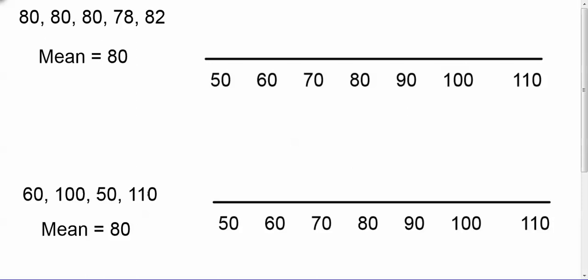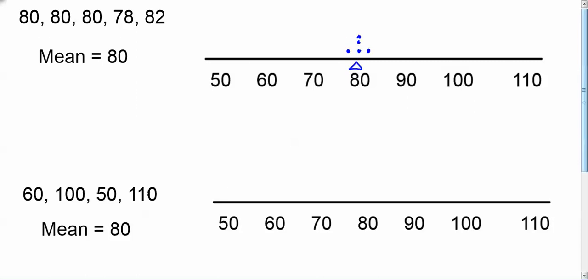I came up with two scenarios. The top one is student A, and student A has an average of 80. Student A has the following grades in the grade book: 80, 80, 80, 78, and 82. If we look at this on a dot plot, you'll notice that these numbers are all pretty close together. So you can visually see that there's a low variability with that data set, and our mean, indicated by a triangle, is right there.